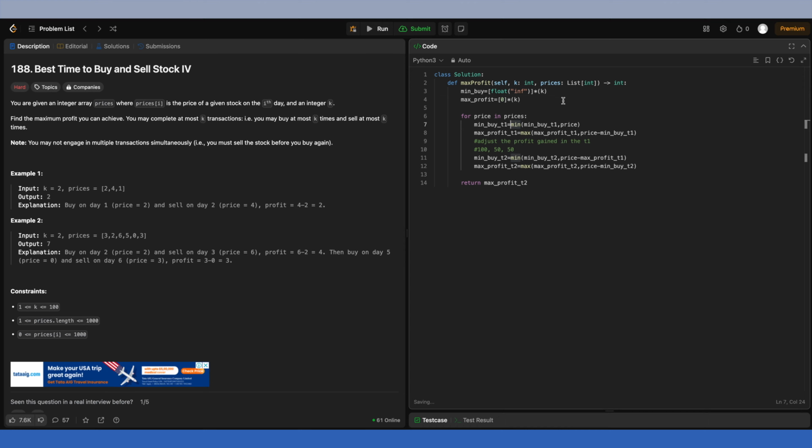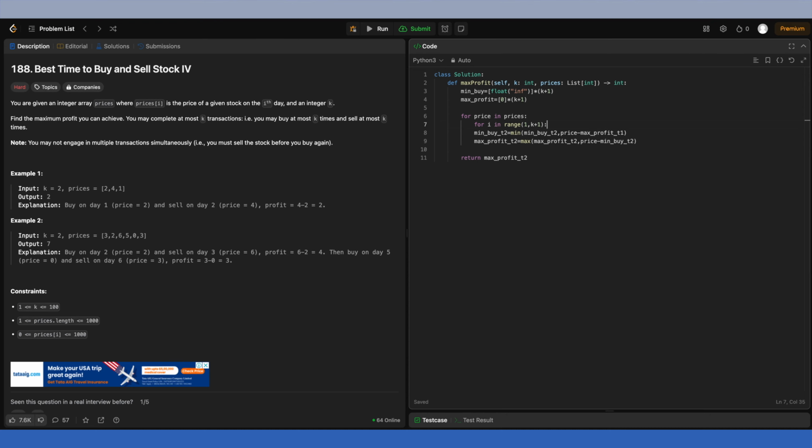Now, for each price, minimum buy, this part we can delete. Now we need to run a loop. So for i in range, should we run from 0 to k or 1 to k? We can run 1 to k plus 1, and we make this k plus 1, otherwise we will get index out of range. So 1 to k plus 1: first transaction, second transaction, third transaction, fourth transaction, like that.